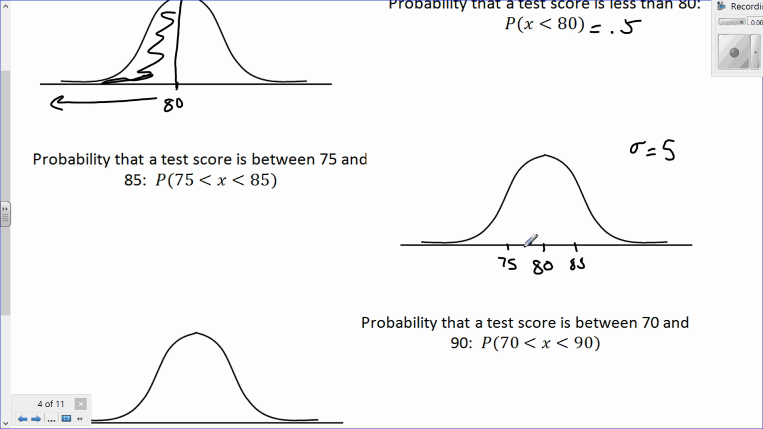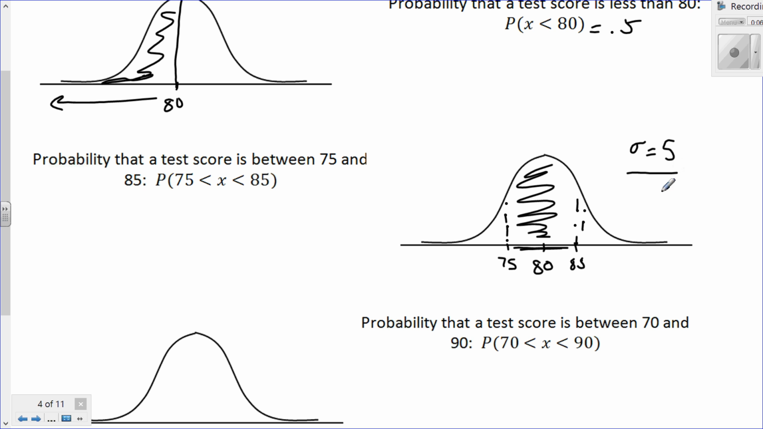So that includes 76, 77, all the way up through 85, being in this interval somewhere on this number line. I can represent that area here. Now here's where I carefully have some big numbers here.